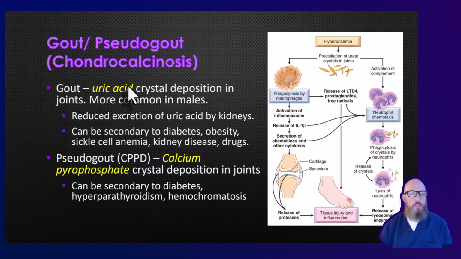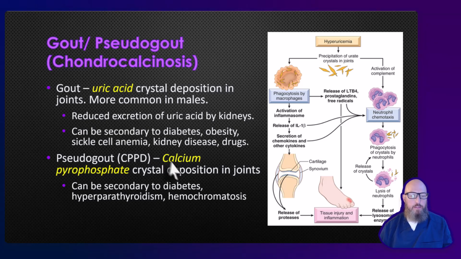Gout is uric acid crystal depositing in the joint, very painful, more common in males. Usually it's going to affect the first joint of the big toe, so right there. This happens because of reduced excretion of uric acid in the kidneys, and that can build up in the joints for whatever reason. It affects the foot, the toe first. But it can be secondary to diabetes, obesity, sickle cell anemia, and some other things.